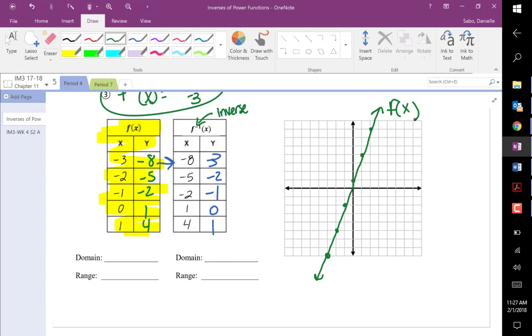Okay. And I'm going to label that right here, that's my original, because we're going to plot the inverse and see what they are comparing to each other, what they look like. It's kind of interesting to see what exactly they look like.